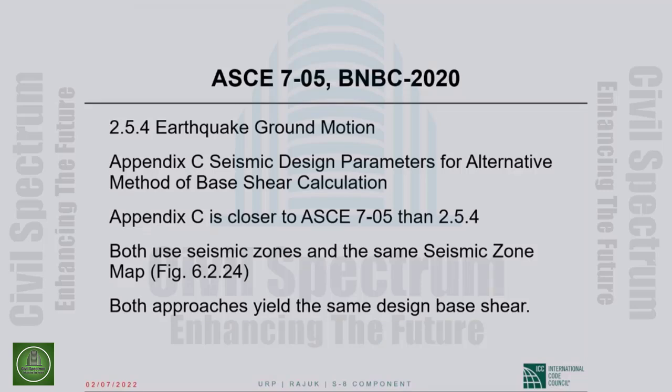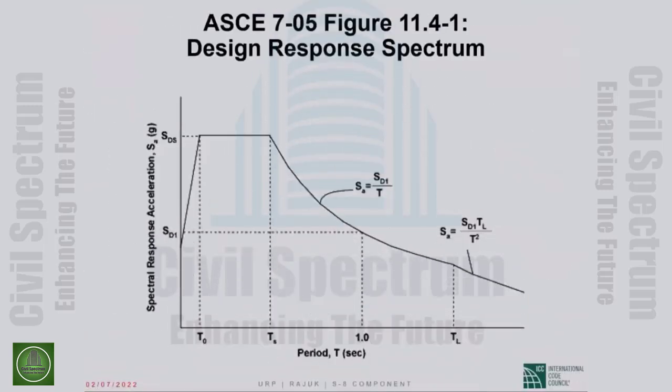Both approaches yield the same design base shear. That is extremely important. It is not that you are getting different designs. Both approaches yield the same design base shear. Now, ASCE 7-05, and I will go back and forth during the course. Hopefully, I have used blue for BNBC, black for ASCE 7. Hopefully, it will keep you from getting confused. And the titles always say which document we are with.